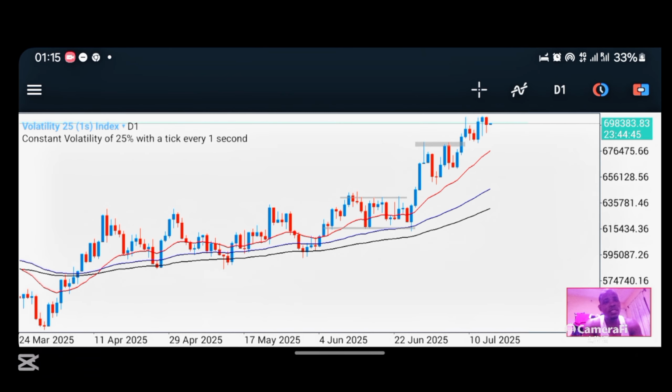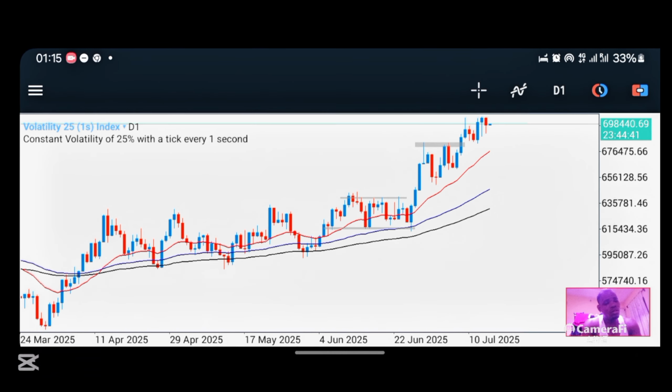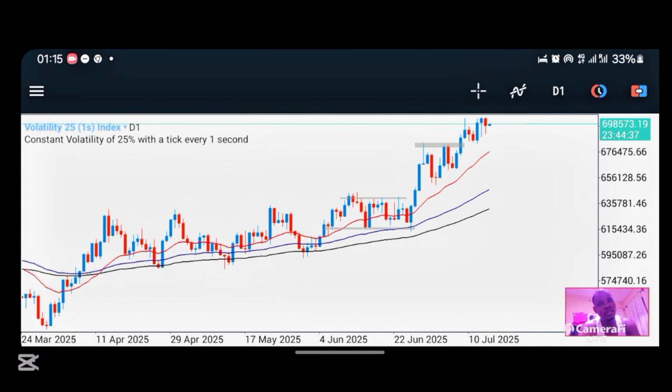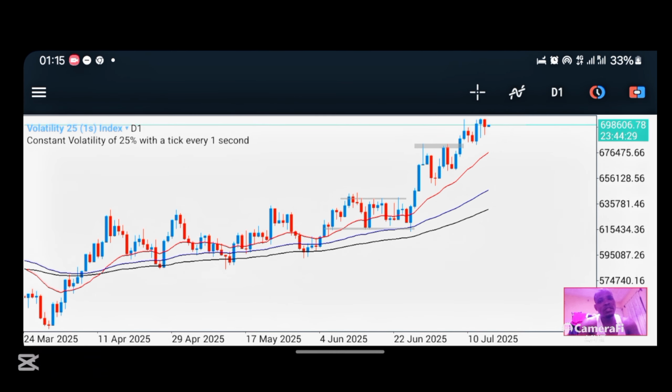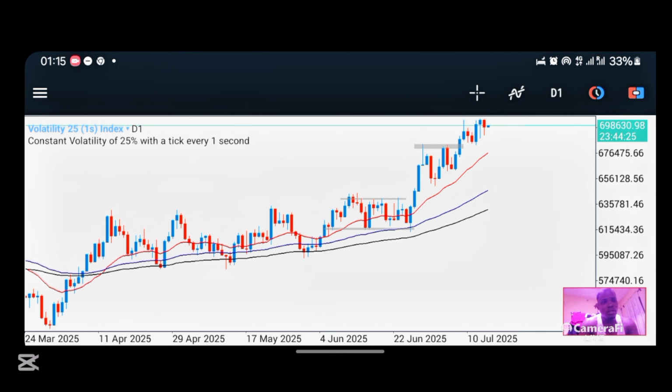So the technical analysis is just about the past, to check the market, what has happened in the past, to know where we are, so that we can know where the market is actually going. So that is what technical analysis is.